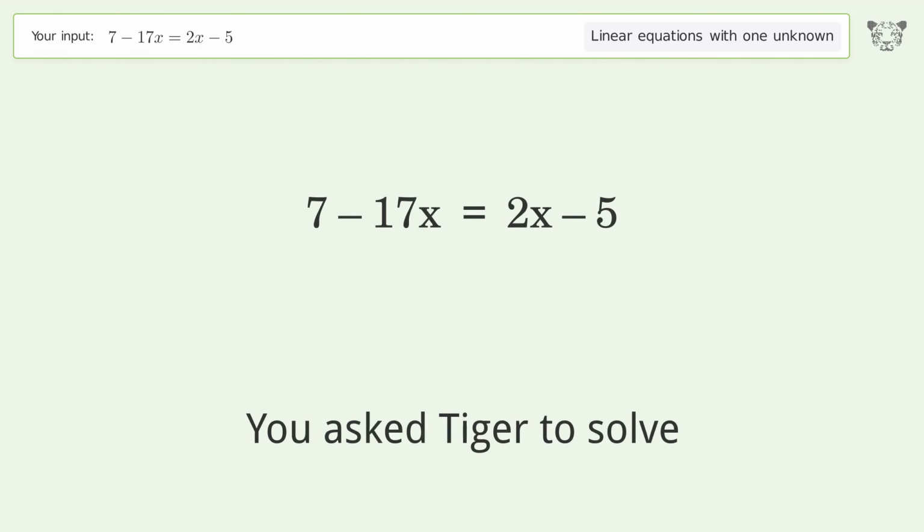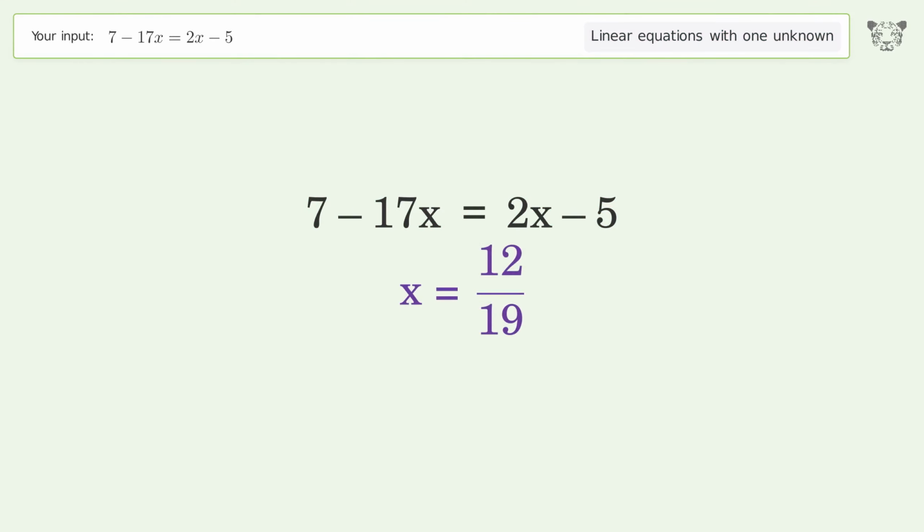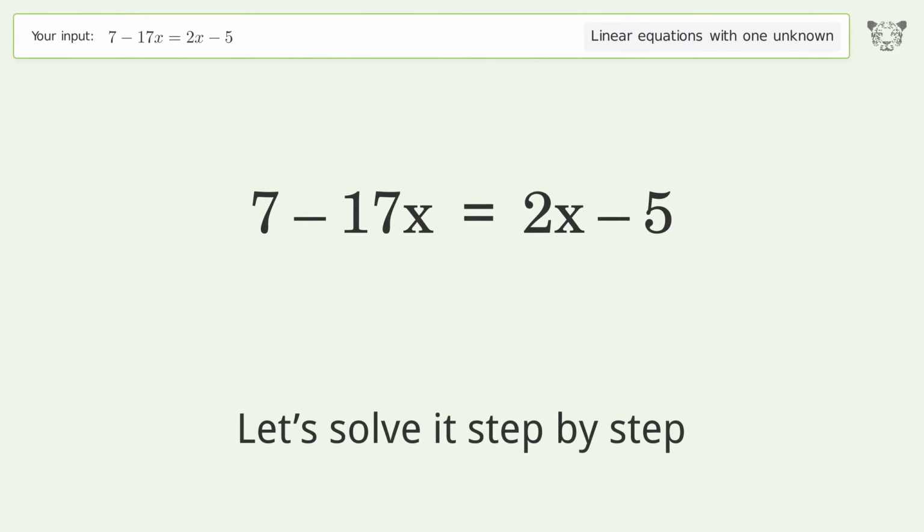You ask Tiger to solve. This deals with linear equations with one unknown. The final result is x equals 12/19. Let's solve it step by step.